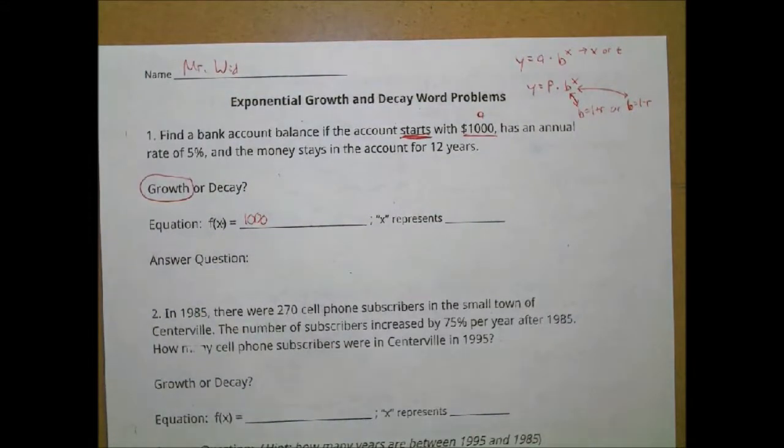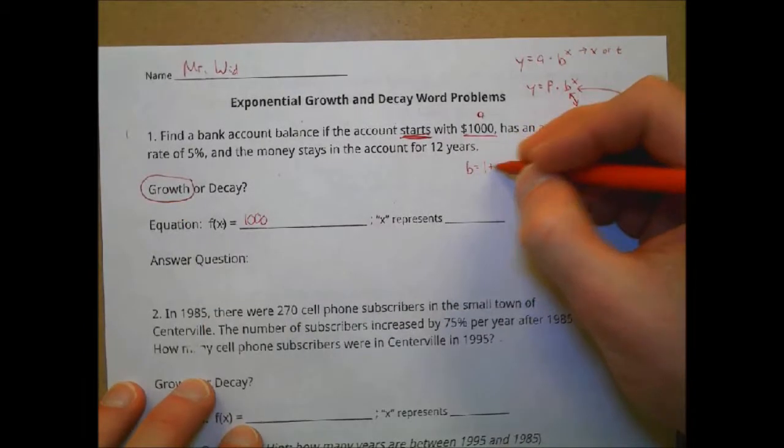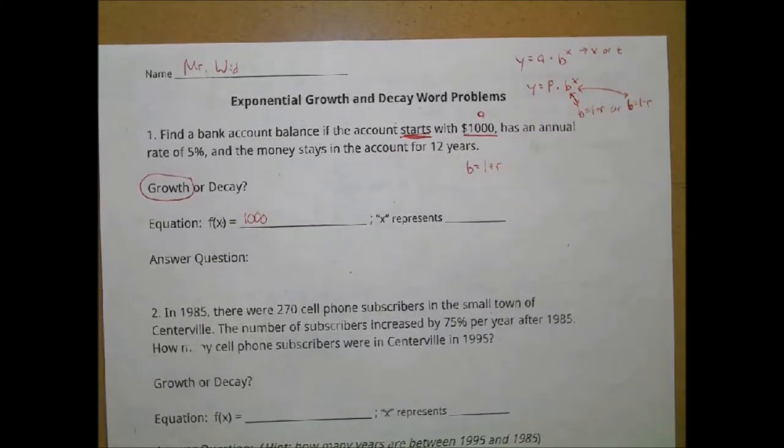Now our b. Remember, b, in this case, since it's a growth, b will be equal to 1 plus r. What is our r in this problem? 5%. What is 5%, though, as a decimal? Anna?